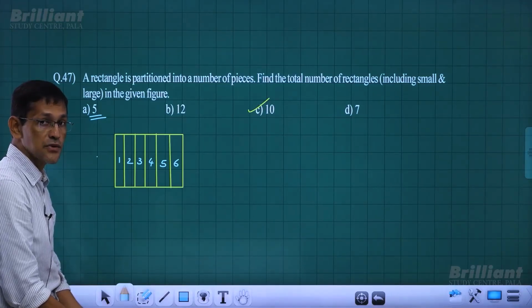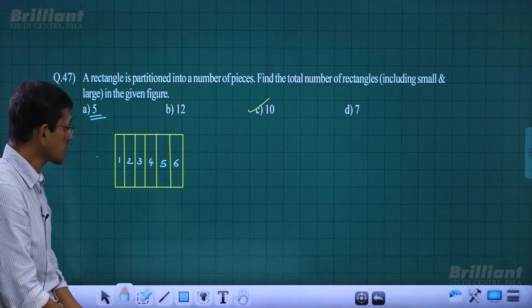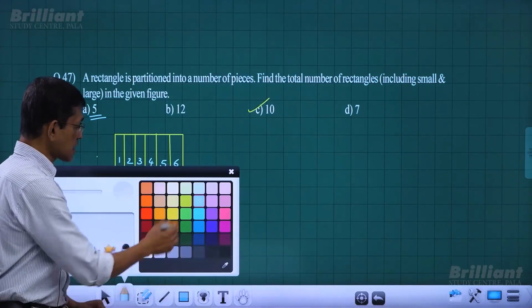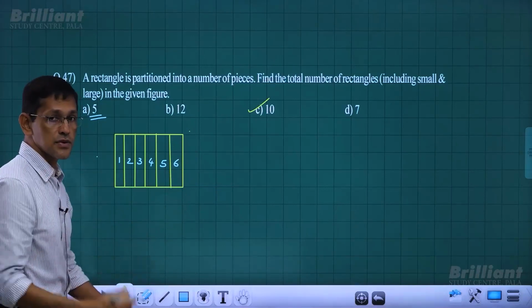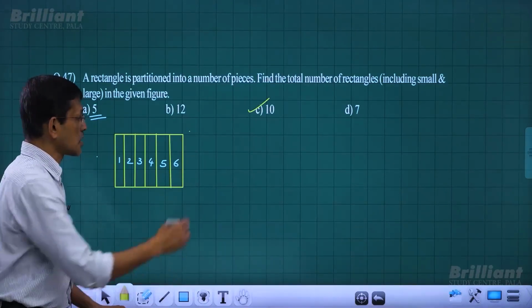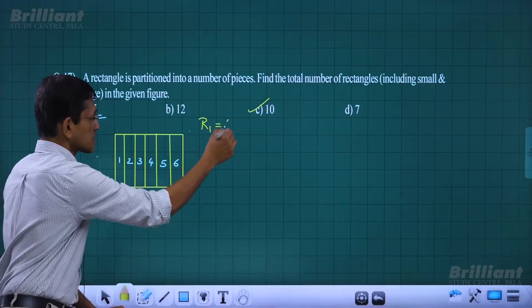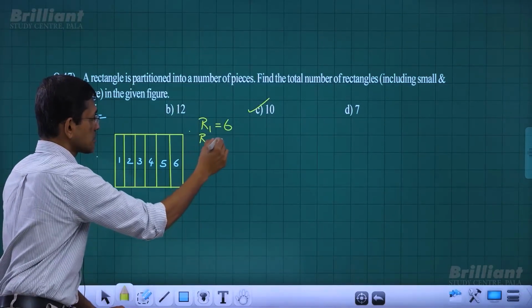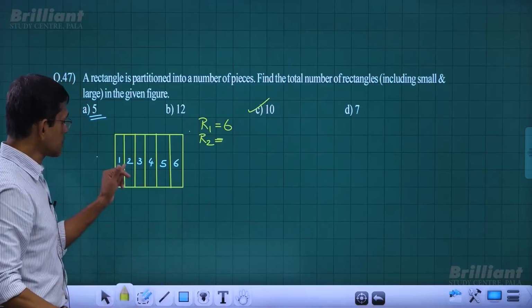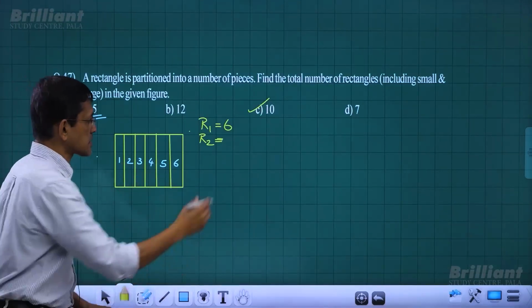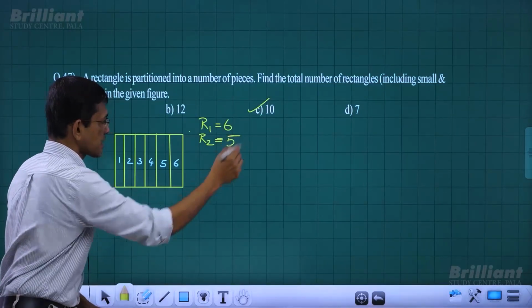We need to do that counting, what we have done earlier. Is it required, or is it possible to get the answer in a shortcut method? If you go for counting, there's nothing wrong with doing that counting, but it's time consuming. So if you take 1 piece at a time, you have 6 rectangles. If you take 2 pieces at a time, that means like 1 and 2, 2 and 3, 3 and 4, 4 and 5, 5 and 6. There are 5 pieces. That means 5 rectangles.